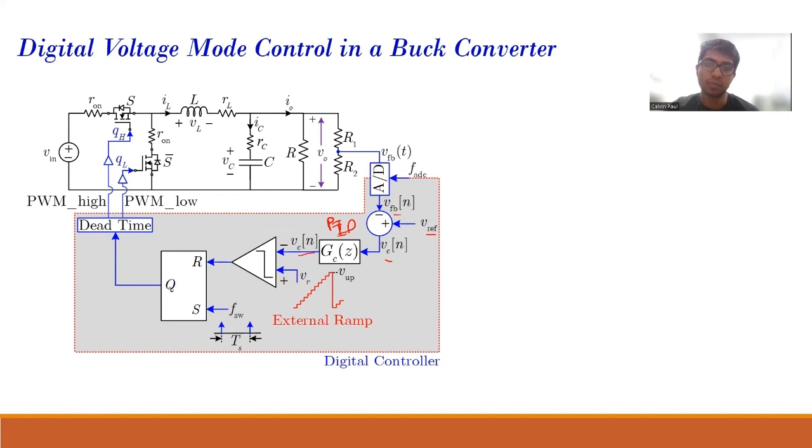My control value is compared with my ramp, and that generates my reset signal, which goes to my SR latch. The set signal comes from a periodic switching frequency PWM pulse, and that generates my Q. That signal goes to my high side MOSFET, and it is inverted and goes to my low side MOSFET, etc. Also, a dead time is inserted between those two signals.